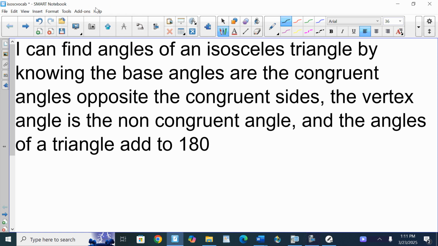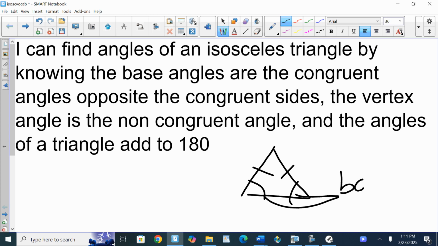Everybody, I can find the angles of an isosceles triangle by knowing that the base angles are the congruent angles opposite the congruent sides. Meaning if I have two sides congruent, those two angles are called the base angles. And the non-congruent angle is called the vertex angle. So you do need some of that vocabulary.